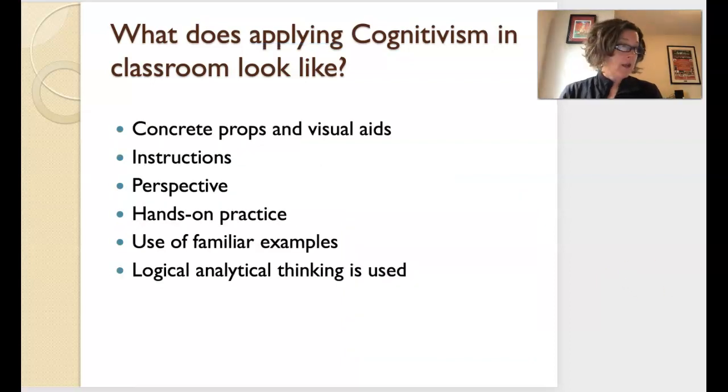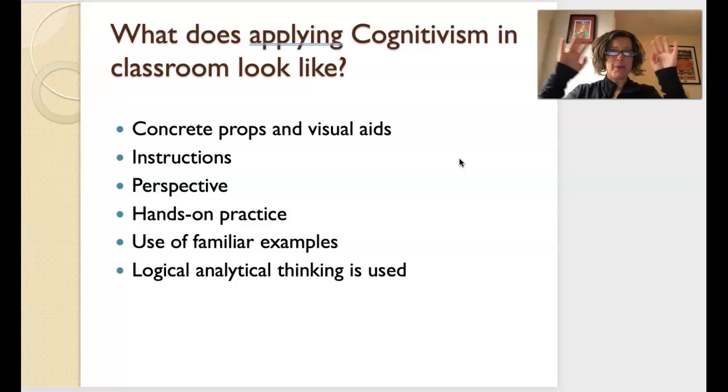Okay. More ways that cognitivism can appear in the classroom is there are lots of concrete props and visual aids, because of course we want that hands-on ability. Instructions are pretty short, and actions as well as words are used. So when you're giving instructions to grade 1, you would actually have the toy, the picture, the letter, whatever it is, and you would use your words and you would then let them see it.